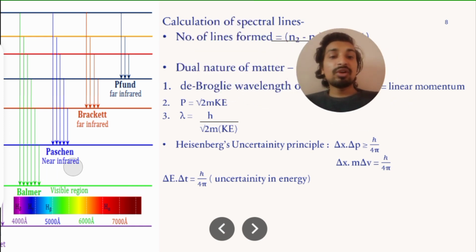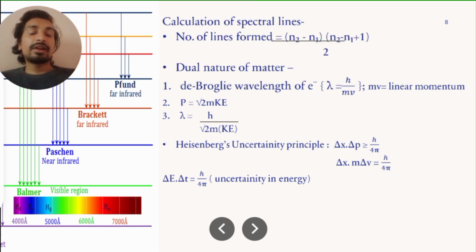So when it jumps, it forms different series. They are called Balmer series, Paschen series, Brackett series, Pfund series. When it jumps, it releases some energy. If that energy lies in the visible region, it is Balmer. When it lies in Paschen, it is infrared. When it lies in Brackett, it is far infrared. Pfund is far infrared, like that. Okay, near infrared and far infrared. So how many lines will be formed? That is n2 minus n1 into n2 minus n1 plus 1 by 2. And dual nature. These are applicable only for single electron species.